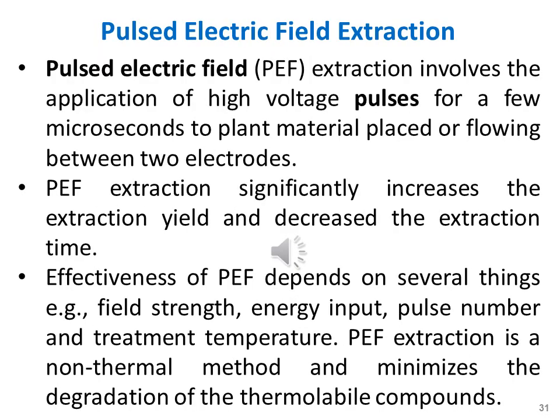Pulsed electric field extraction involves the application of high voltage pulses for a few microseconds to plant material placed or flowing between two electrodes. Pulsed electric field extraction significantly increases the extraction yield and decreases the extraction time because it can increase mass transfer of drug extraction by destroying membrane structure. The effectiveness of pulsed electric field extraction treatment depends on several parameters including field strength, specific energy input, pulse number, and treatment temperature. Pulsed electric field extraction is a non-thermal method and minimizes the degradation of thermolabile alkaloids.